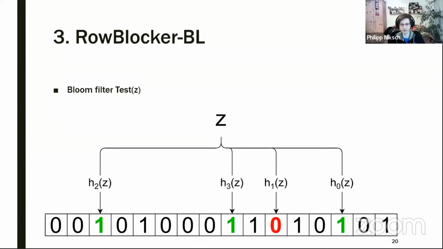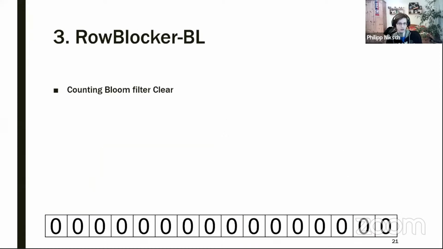This simple data structure only allows us to see if a row has been activated or not. We are interested in the number of times it has been activated. That's where counting Bloom filters come in. By replacing the array of bits with an array of counters, we can alter the data structure as follows.